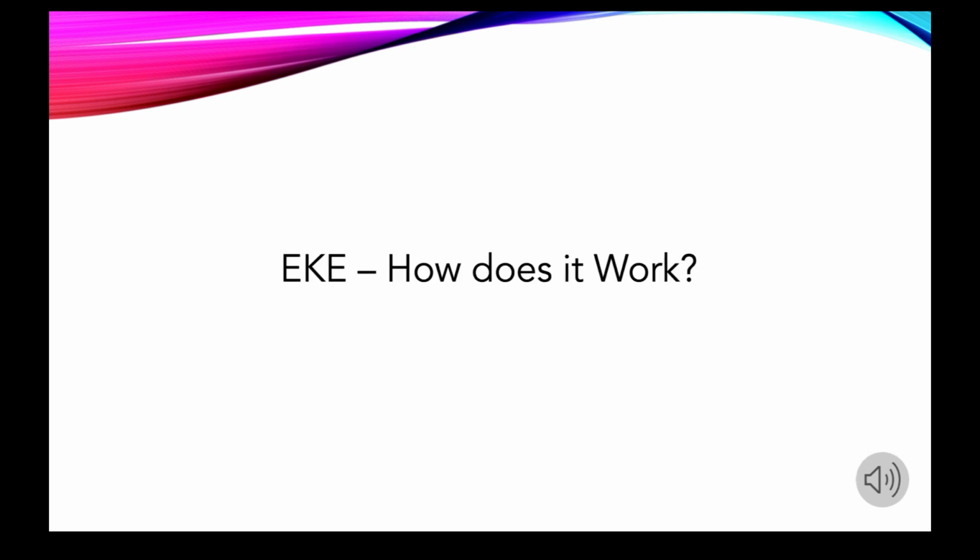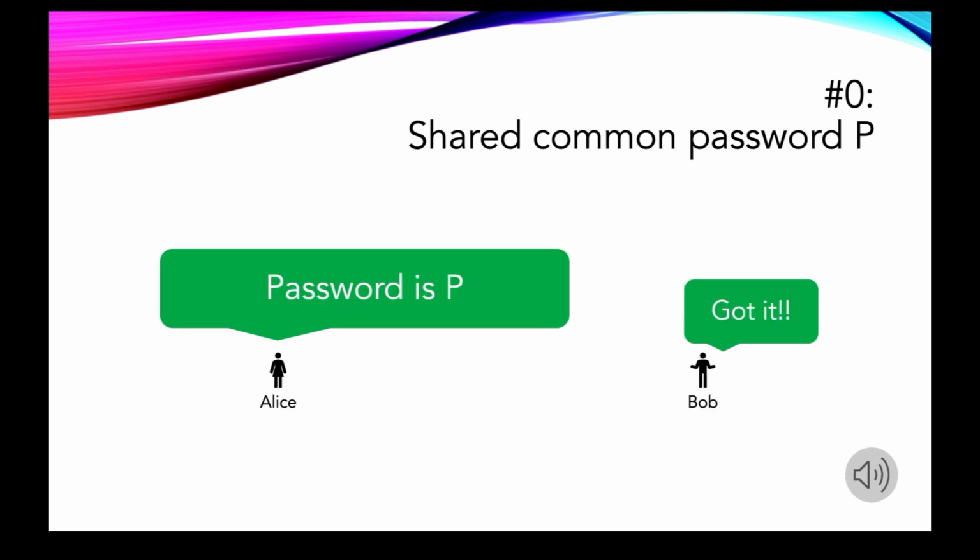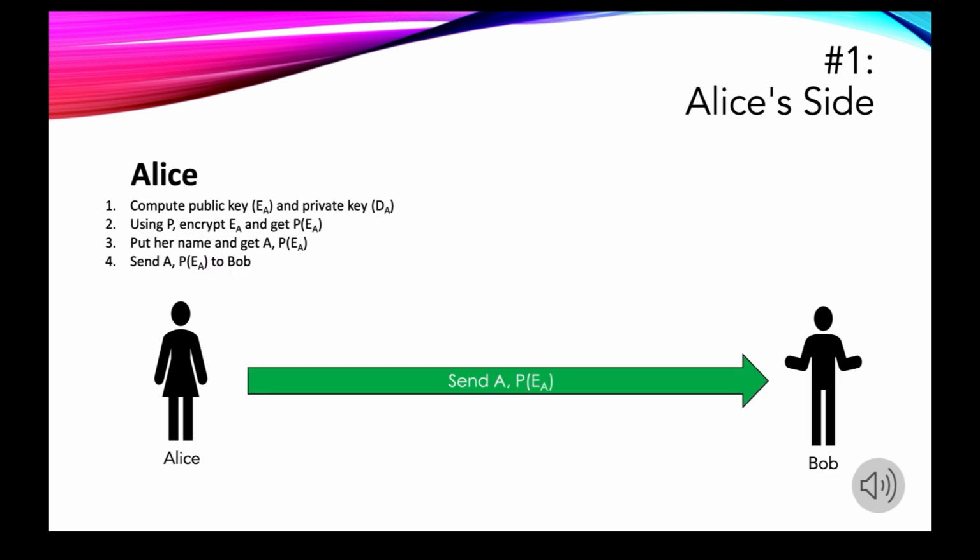So, how does it work? Compared to traditional DH, EKE provides validation using symmetric key authentication. Let's assume Alice and Bob want to establish a safe communication channel using the EKE protocol. In the beginning, before conducting the key exchange, Alice and Bob share a common secret key or password P using symmetric cryptography.